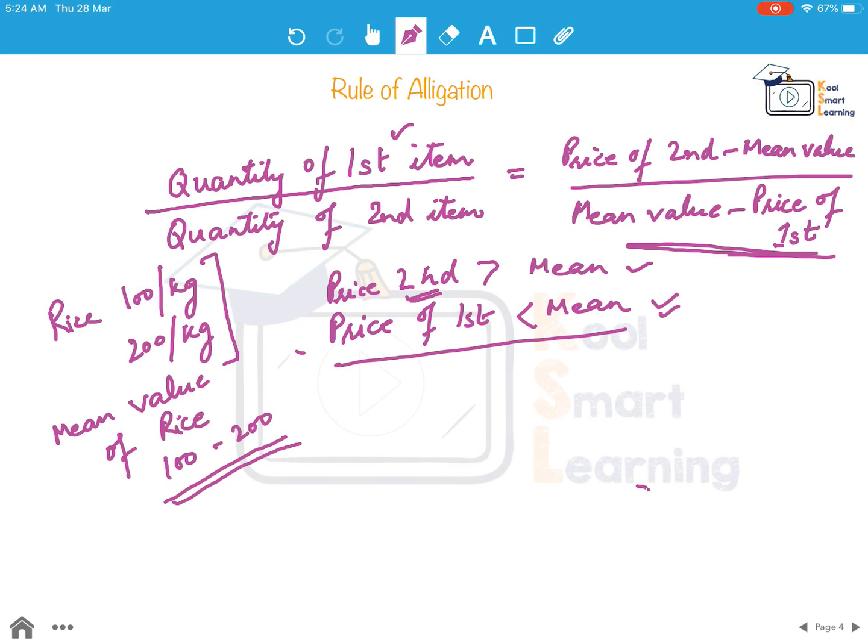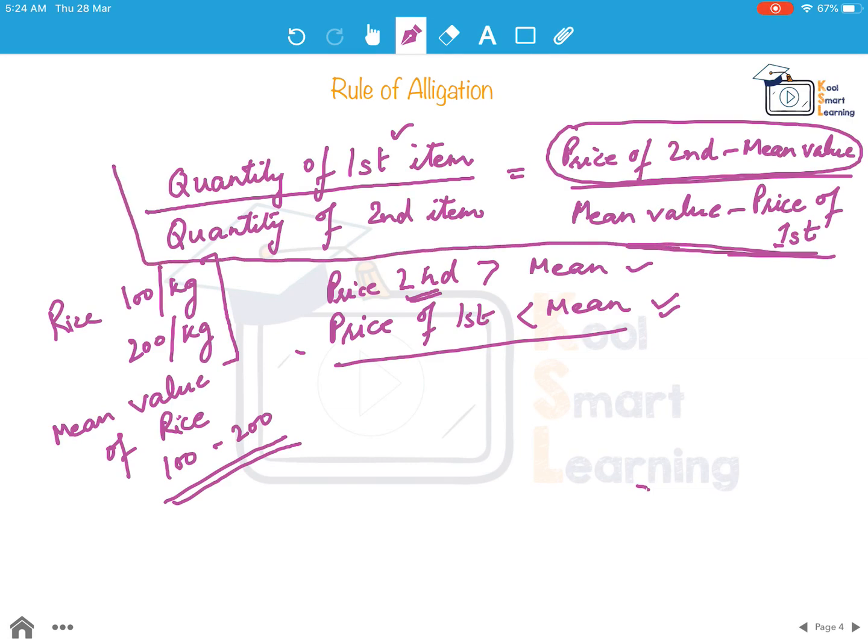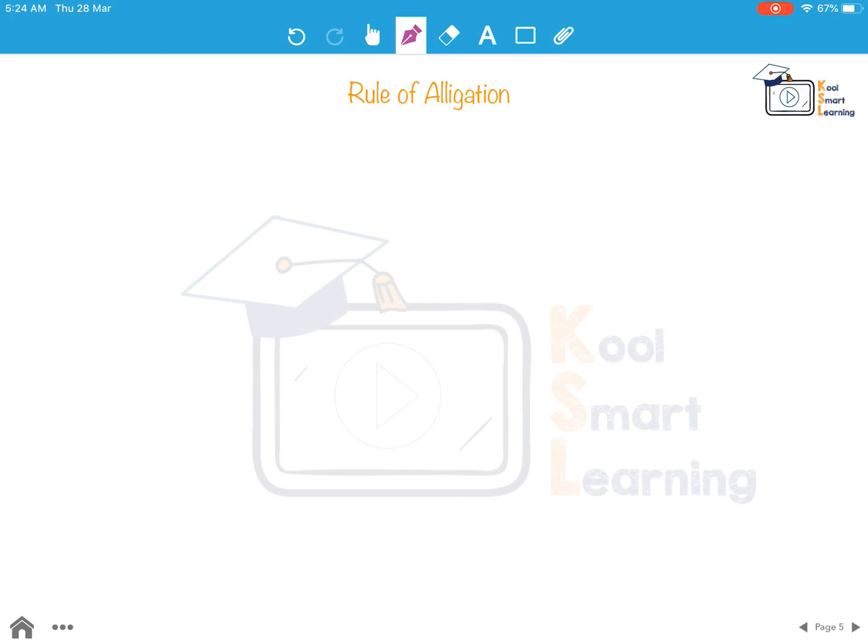In this place we'll make it mean value minus the price of second, and in the denominator it will become price of first minus mean value. So depending upon what is the relation between the mean value and the price, this is what is going to give us the ratio of the quantity of the two items which are mixed together. So this is what the rule of alligation suggests. Now let's put it more simply to understand how does it work.